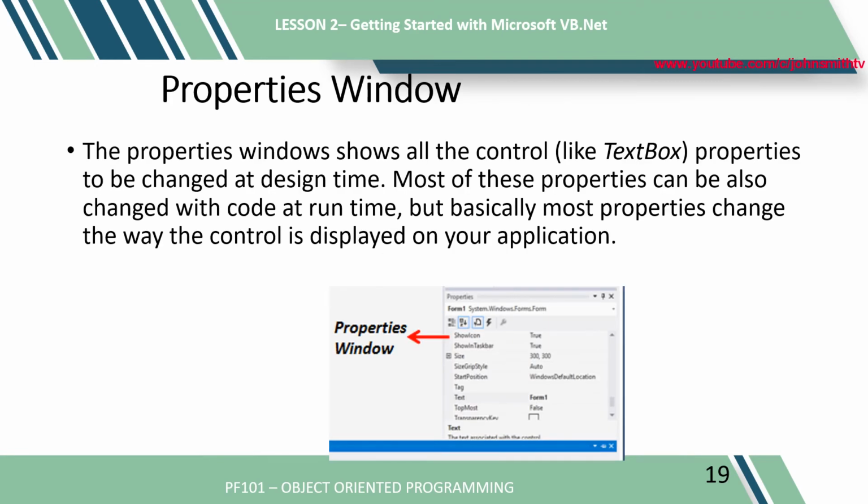Properties window. The Properties window shows all the control properties, like those of a text box, to be changed at design time. Most of these properties can also be changed with code at runtime, but basically most properties change the way the control is displayed on your application.